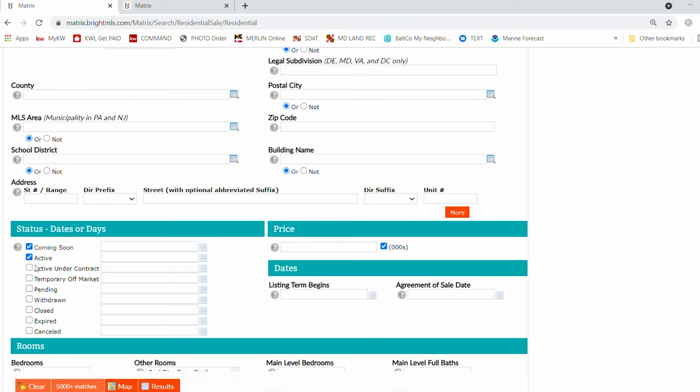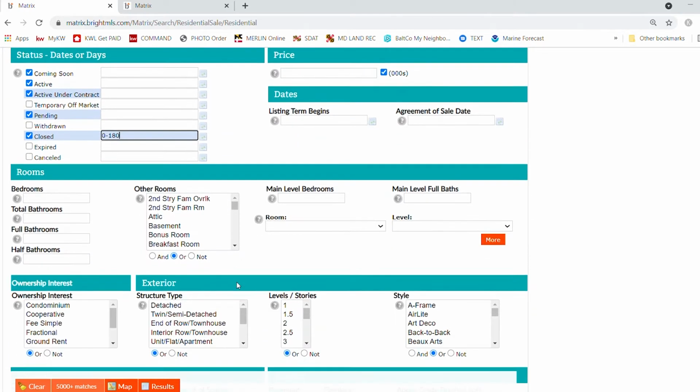A couple things we're looking for. We're looking at coming soon, actives, active under contract, anything that's pending, and closed. I typically like to stay 180 days, no more than 6 months ago, because I'm thinking of how a bank appraiser is going to look. They're only going to go back 6 months. So I typically like to stay at 180 days, unless it's a really unique property and I have to go back further. I always start here.